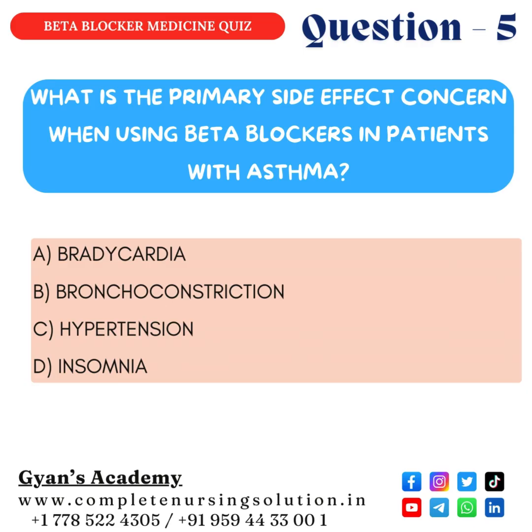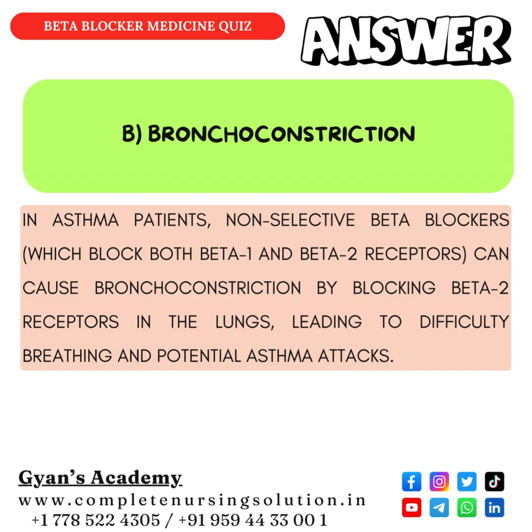Option A, bradycardia. Option B, bronchoconstriction. Option C, hypertension. Option D, insomnia. Answer. Option B, bronchoconstriction. Explanation. In asthma patients, non-selective beta blockers, which block both beta-1 and beta-2 receptors, can cause bronchoconstriction by blocking beta-2 receptors in the lungs, leading to difficulty breathing and potential asthma attacks.